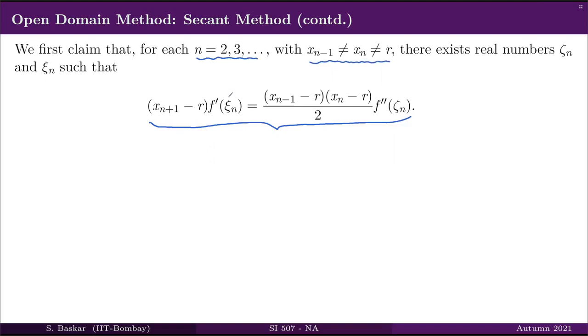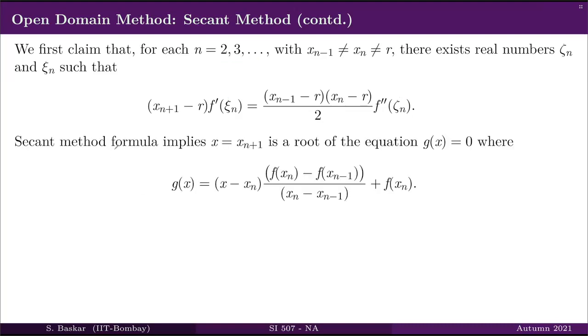Remember, there are two parameters, xi_n and zeta_n. We have to prove their existence in this expression. Let us see how to derive this expression. From the secant method formula, you can see that x equal to x_{n+1} is a root of the equation g(x) equal to 0, where g(x) is given by this expression.